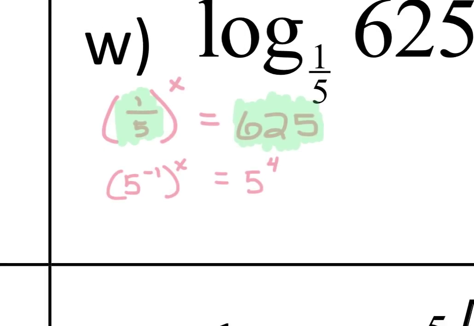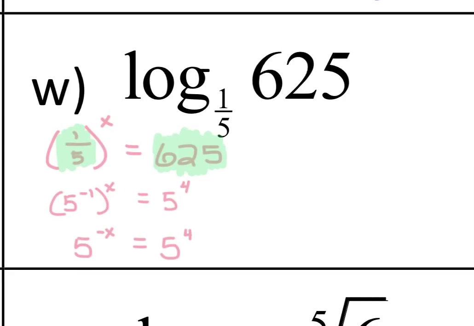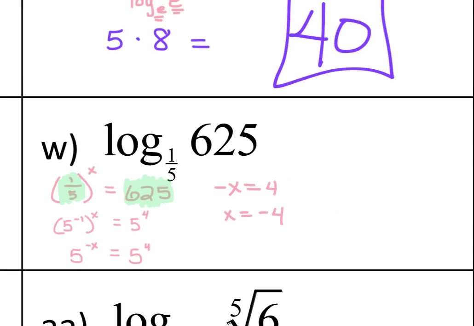And take a minute and scratch that out on the side of the page to make sure that you believe me. Now on the left, I'm going to simplify. So I'm going to write 5 to the negative x power equals 5 to the 4th power. Now if the bases are the same, then the exponents have to be the same. So really, I'm just solving the equation negative x equals 4. So x equals negative 4. And so my answer to the logarithm then is negative 4.